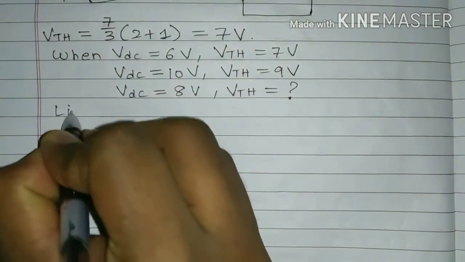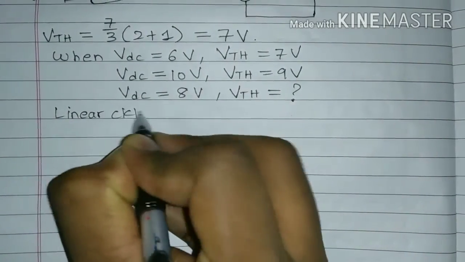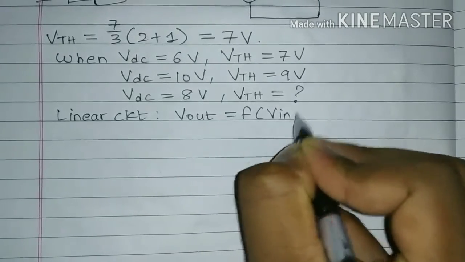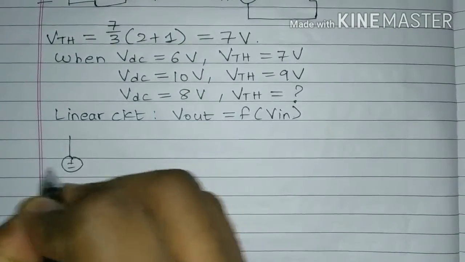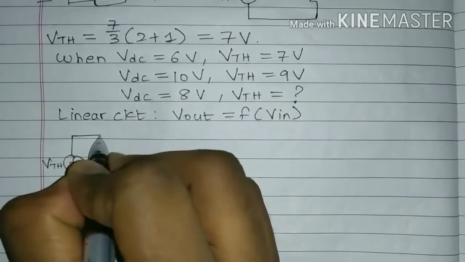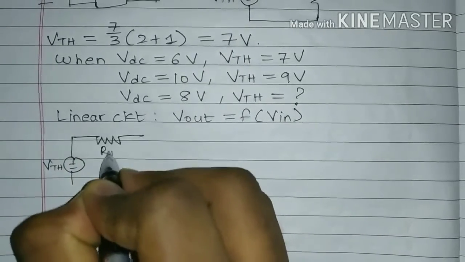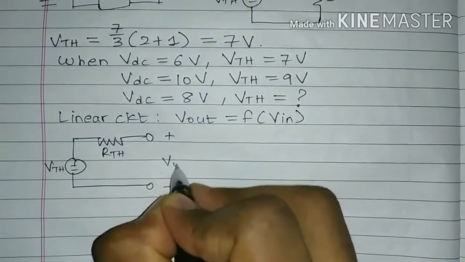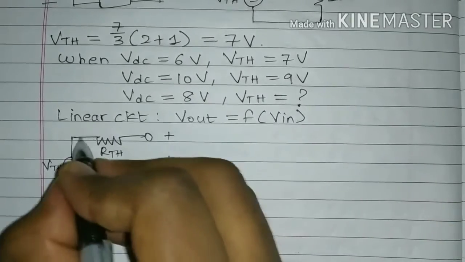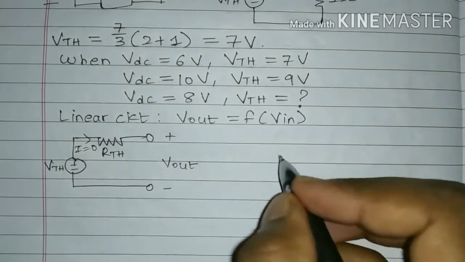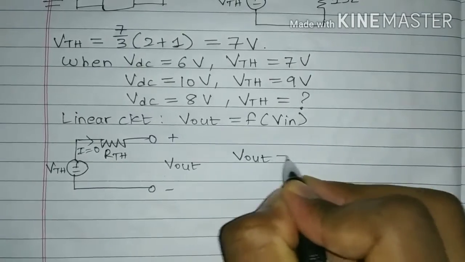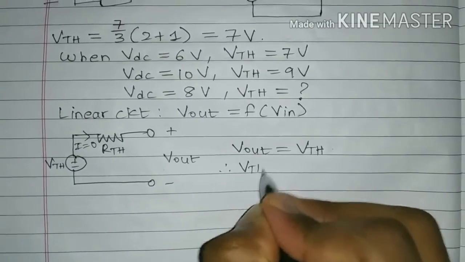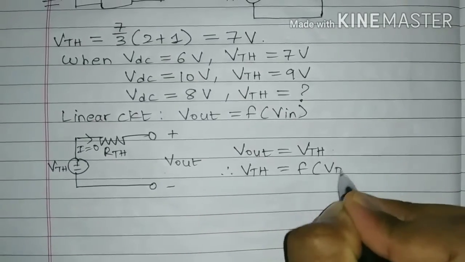In the question, it is given that the circuit is linear, which means that the output voltage will be a function of the input voltage. Hence, Vout is equal to f of Vin. Now let's redraw the Thevenin circuit once again. This is VTh, this is RTh, and let's leave the output terminals open this time. And the voltage across the output is Vout. Now the current flowing will be 0 because the output terminal is open circuited. Hence Vout will be equal to VTh. Thus we can say that VTh will be a function of VDC.